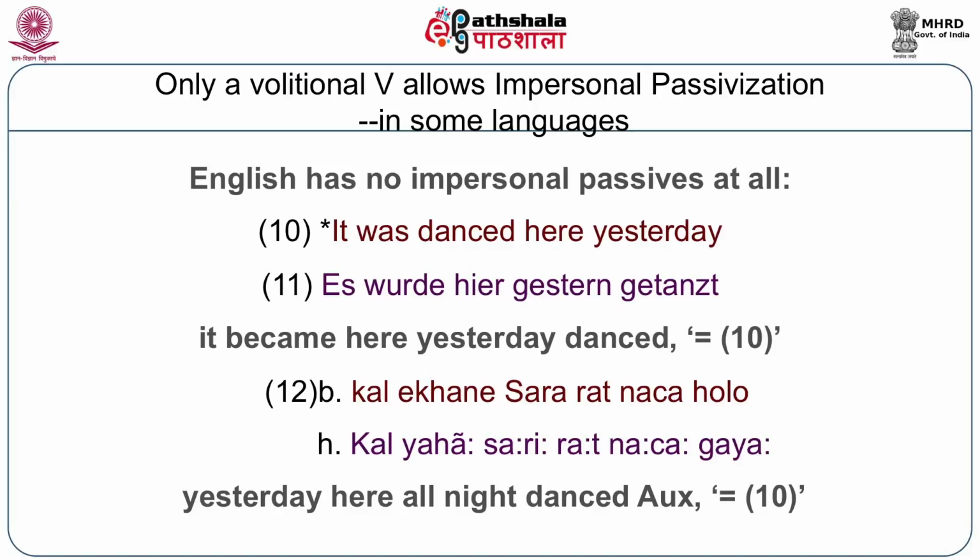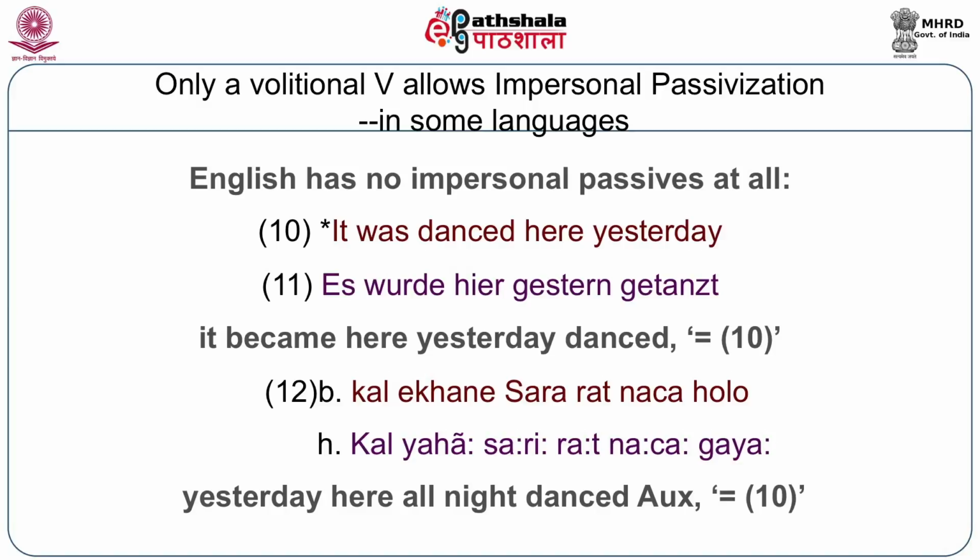Now when you look at impersonal passives, it turns out that that process applies only when you have an agent and a volitional verb, a verb denoting a volitional action, such as dancing. Dancing is not something that happens to you. Dancing is something that you do. Consequently, you can say "nacha gaya" in Hindi and "wurden getanzt" in German, but you cannot say "it was danced" in English, since English does not have the impersonal passive construction at all.